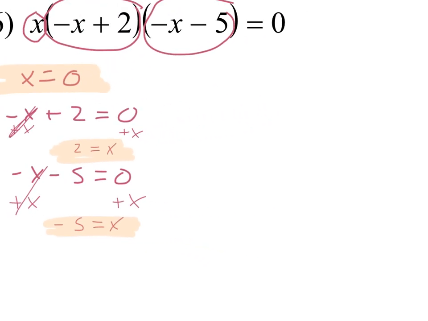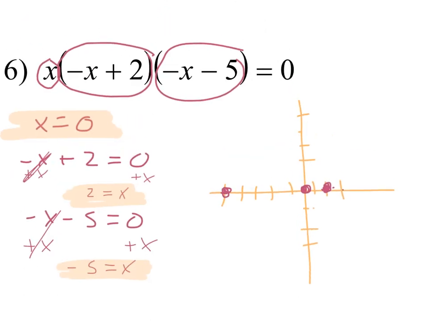So now we need to draw the graph again. And what are our points on the graph going to be? Negative 5, 2, and 0. Now going back to our original equation, how many x's do we have? 3. We have 3. So we have an x cubed graph.